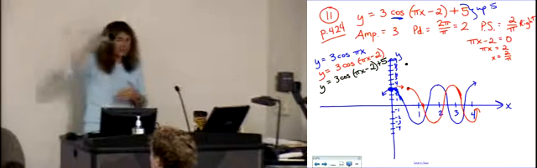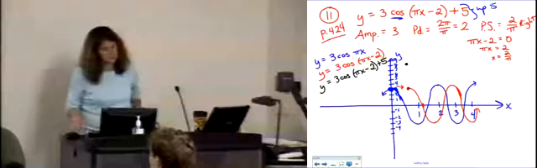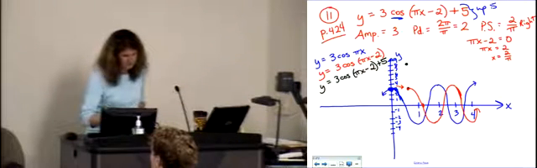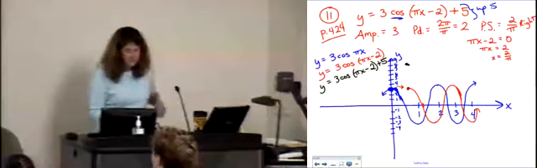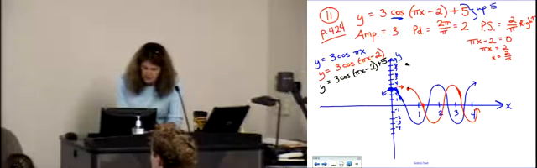So where's my graph going to go? So from positive 2 to positive 8. Positive 2 to positive 8? On the y-axis, yeah. So this is the part I'm moving right here.